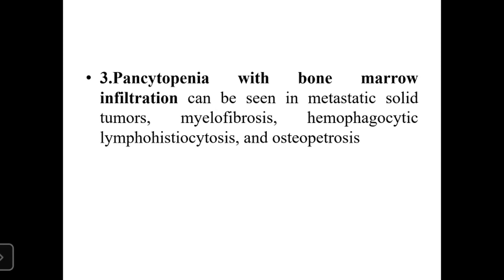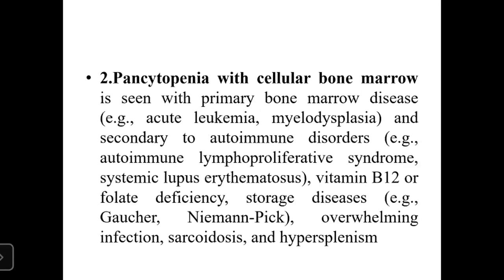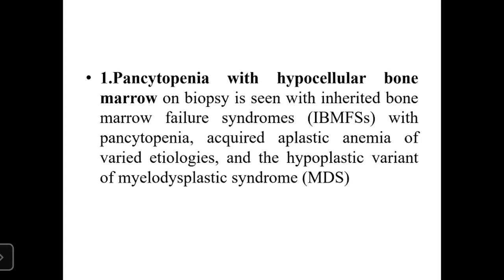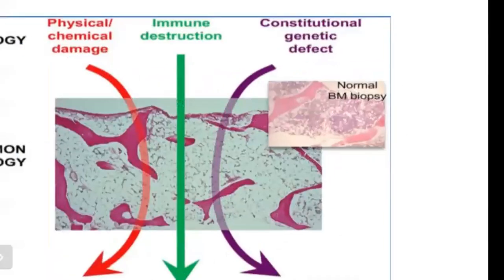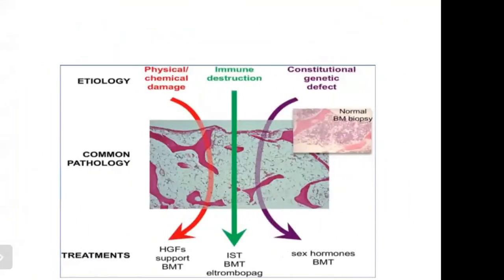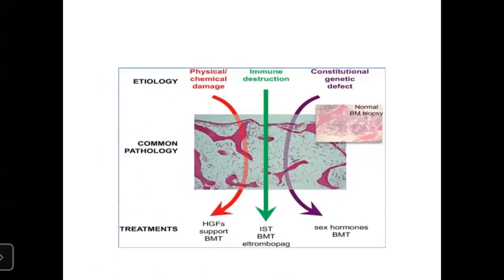Hemophagocytic lymphohistiocytosis is macrophage activation syndrome. So pancytopenia with bone marrow infiltration, with cellular bone marrow, or hypocellular bone marrow. You have to look for this, and according to that, you have to send investigations. In a normal bone marrow biopsy, you can see cells over here, and in this one you can't see cells. The etiology might be chemical damage, immune destruction, or genetic defects.